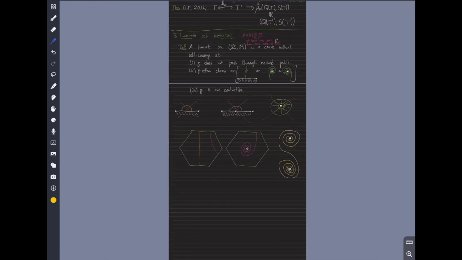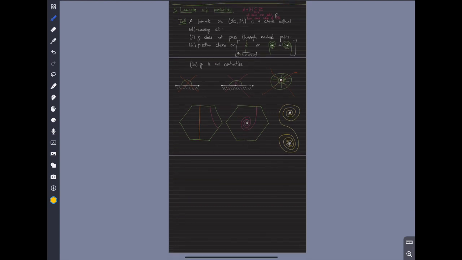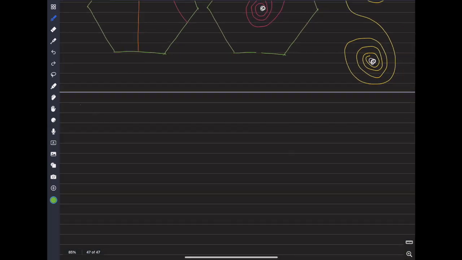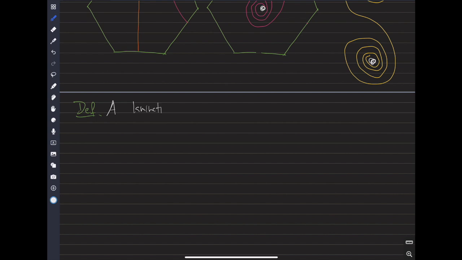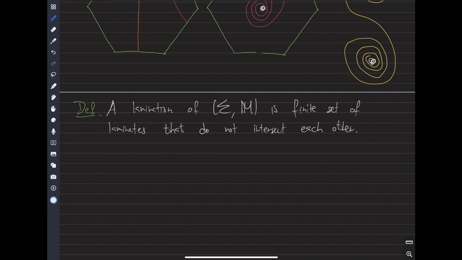Okay. Now there are two things. One is that with respect to a triangulation, sorry. Before, I have to say what a lamination is. So definition. A lamination of the surface is a finite set of laminates that do not intersect each other.